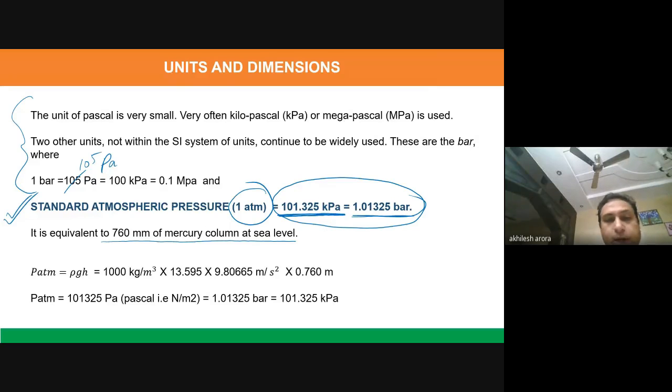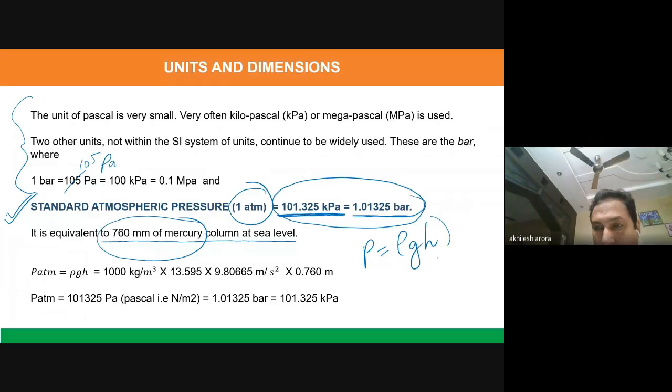Okay. Now, how to calculate or prove that 1 atmosphere is equal to 101.325 kilopascals? We know that pressure has the formula rho into g into h. Because we are talking about the column of mercury, 760 millimeter column of mercury, I will be taking all the values corresponding to mercury. So atmospheric pressure has to be calculated on the column of mercury, and the height h is equal to 760 millimeter. So what is the value of rho?